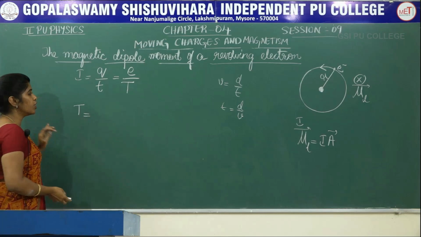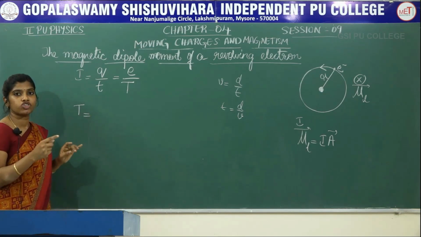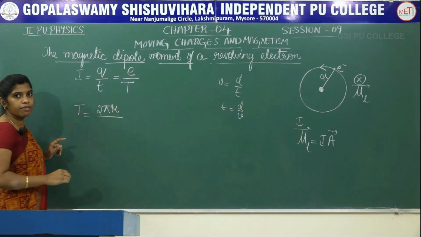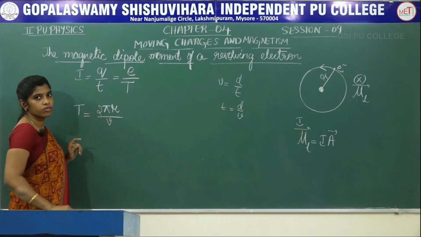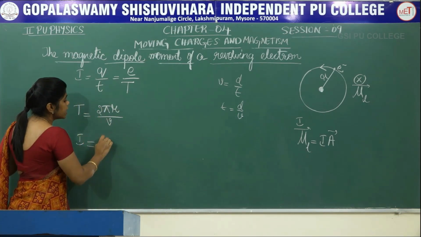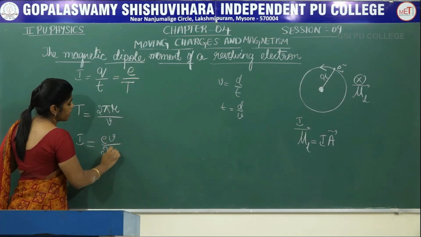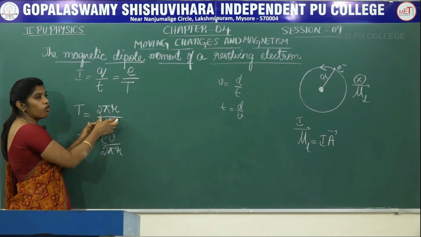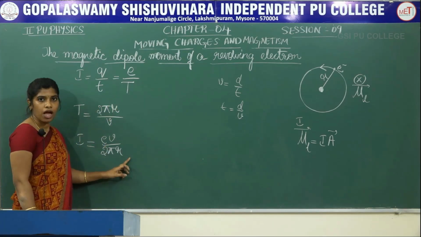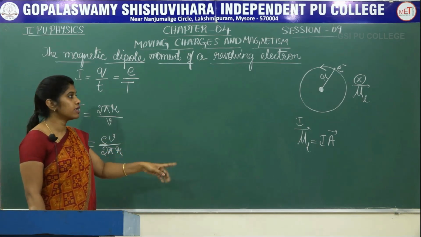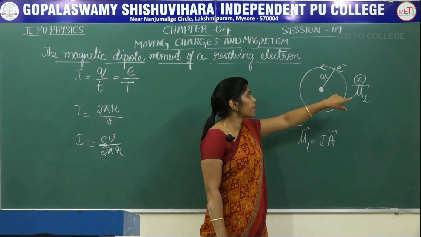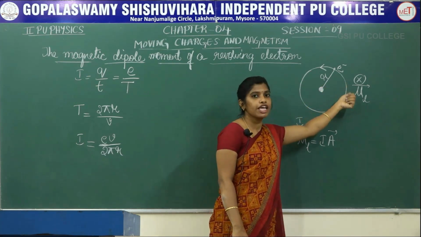So, time is equal to the distance travelled by the electron in one revolution, which is 2 pi r, divided by the velocity. Now, substituting this value of T here, we get the current I equal to eV by 2 pi r. And as discussed, the dipole moment in this case is perpendicular to the board and inwards.